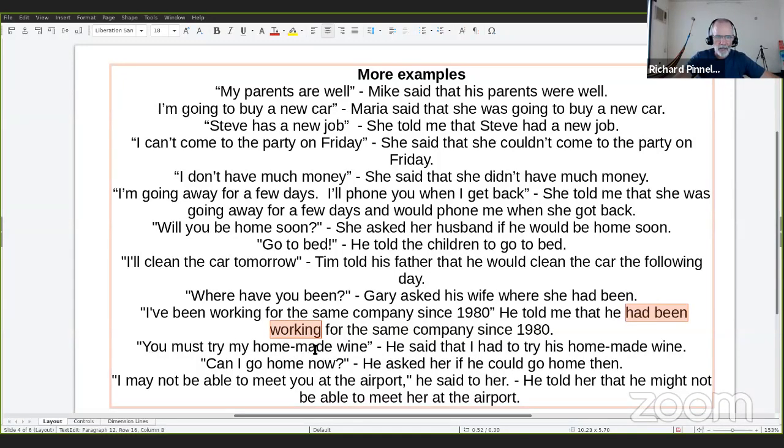You must try my homemade wine. He said that I had to try his homemade wine. Can I go home now? He asked her if he could go home then. So here we have now, and then we say then, because it's not now anymore. I may not be able to meet you at the airport. He said to her, here I've got the person who said it. He told her that he might not be able to meet her at the airport. Remember, may becomes might. Very good.